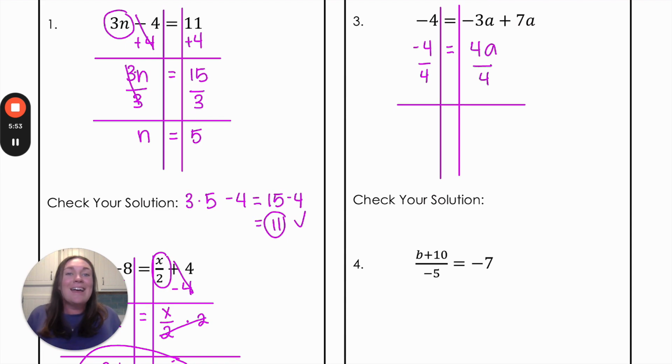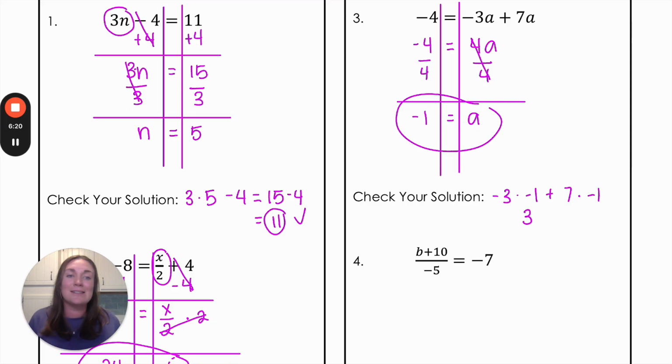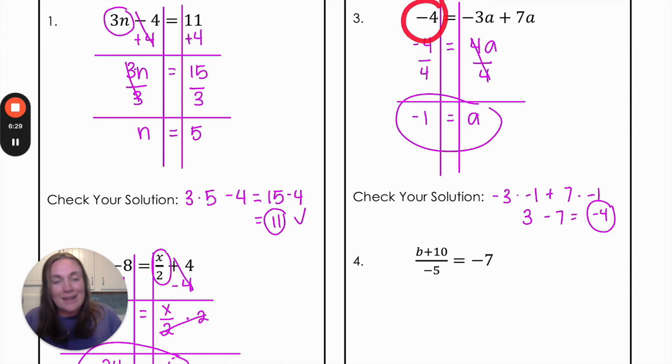Draw that big line. All right, so on the left-hand side, -4 divided by 4 gives me -1. 4 and divided by 4 is just +1, right? So I get to cross those out, and that leaves me alone with a. So our answer this time is -1 equals a. We're going to take a second and plug that back in. So we've got -3 times -1 plus 7 times -1. -3 times -1 is a +3. 7 times a -1 is going to be a -7. And 3 minus 7 is going to give me -4, which again is that answer that I wanted over there. So our work checks out.